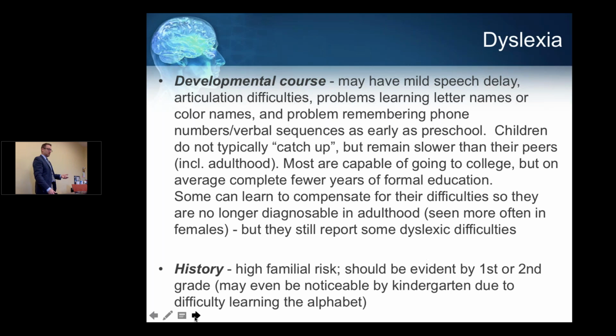In terms of history, what do you need to watch out for? High familial risk. It should be evident by 1st or 2nd grade. Super unusual for all of a sudden, 3rd, 4th grade, now dyslexia shows up. It should have been there from the beginning. It is central nervous system based. It's not acquired. Okay.